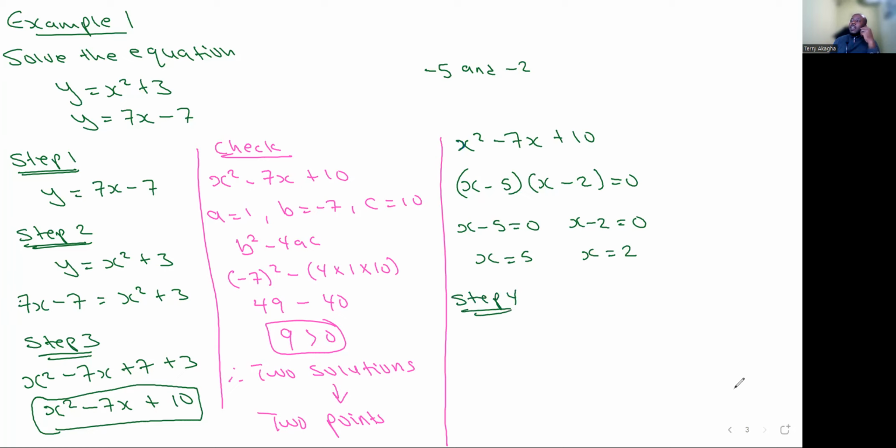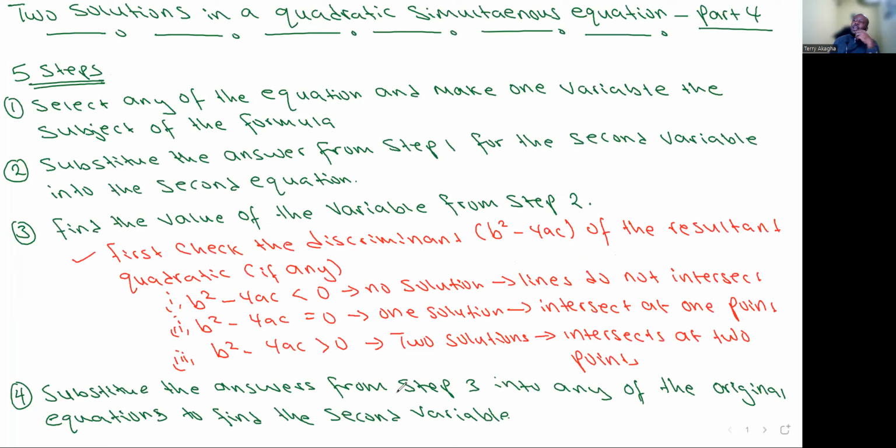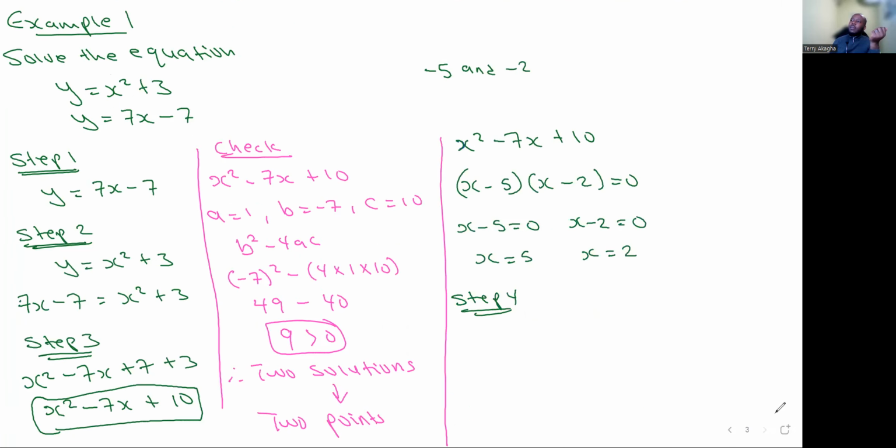All right. So now step 4. Step 4 now said that we need to substitute the answers we've gotten, the x is equal to 5 and x is equal to 2, into any of the original equations to find the second variable, okay? So let's go. So the original equation, I'm going to pick the simple one. We have y is equal to 7x minus 7.